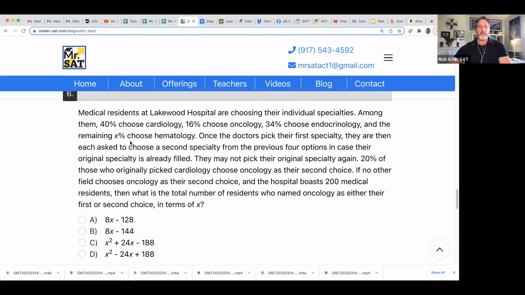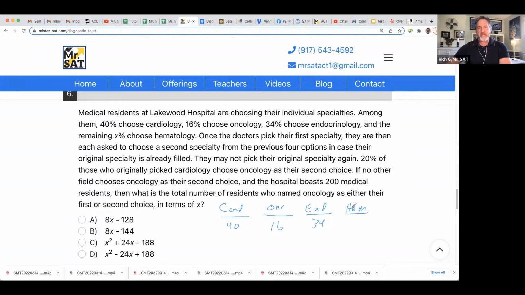That 40%, I'm going to put cardiology, 40%. I won't write the percent, I'll assume we know that. Okay. Oncology, 16%. Endocrinology, 34%. And finally was hematology.